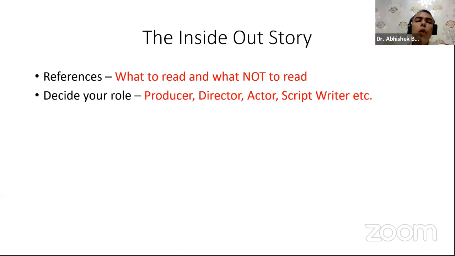The second thing is decide what your role is. In this case, I've written producer, director, actor, scriptwriter, etc. When I say what your role is, that does not mean what your role is in the paper. Obviously, that is defined. When you write a collaborative paper, you know who is doing what. That is for sure. But when I say decide your role, usually journals are looking for people who are almost in the same area of research. And when I say same area of research, that means generally you would be a marketing guy or an IS guy or a finance guy or an entrepreneurship guy. Interdisciplinary research is absolutely welcome. There's no problem with that. But when I say decide your role, please stick to what you intend to do.